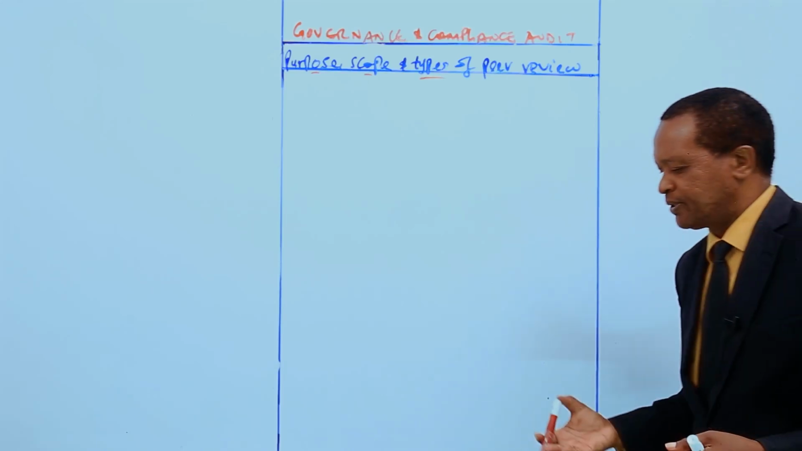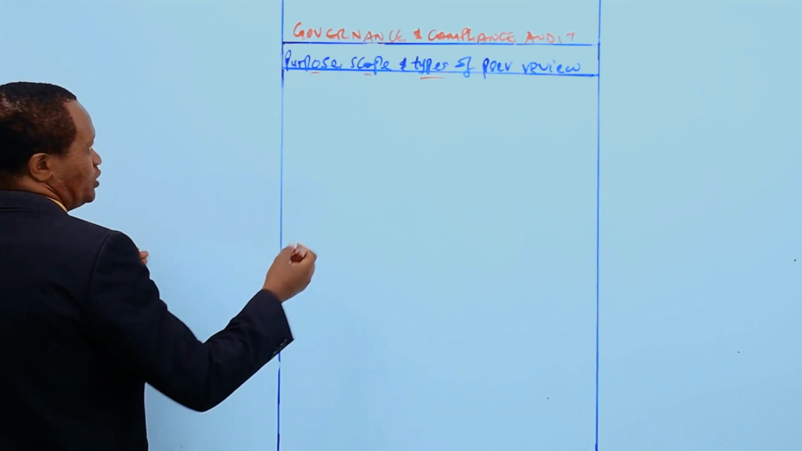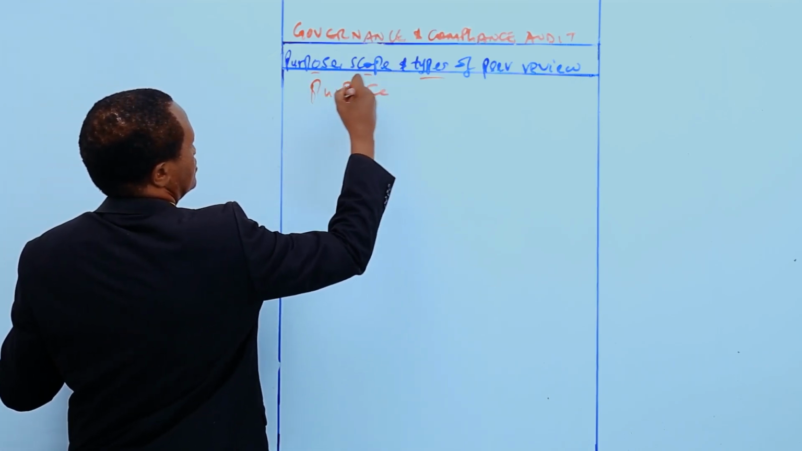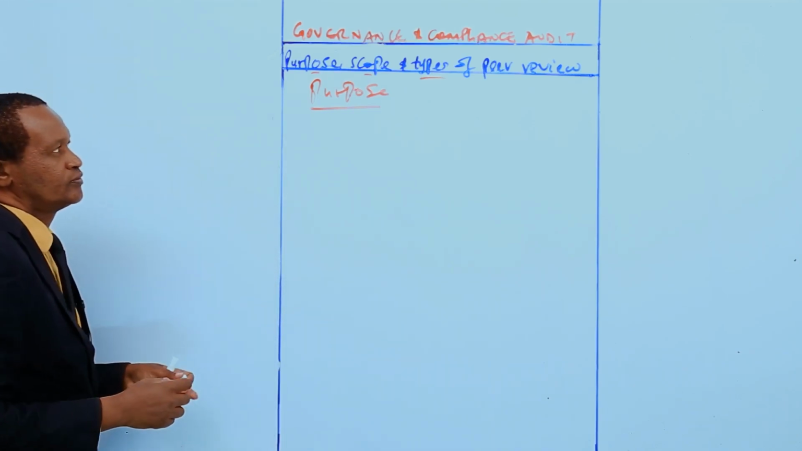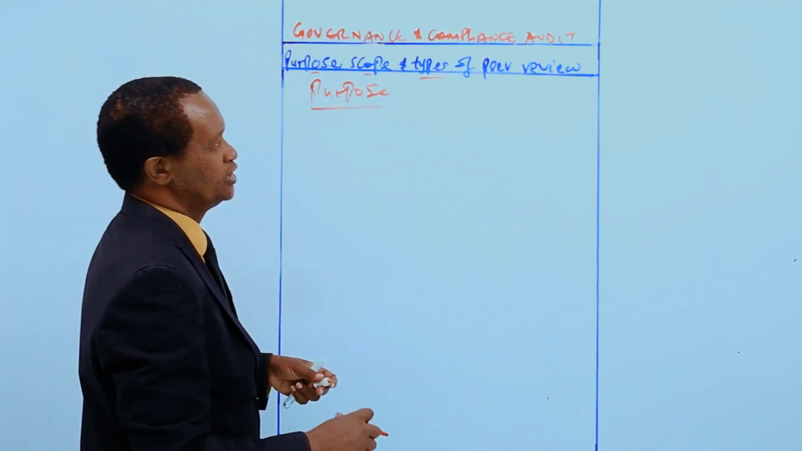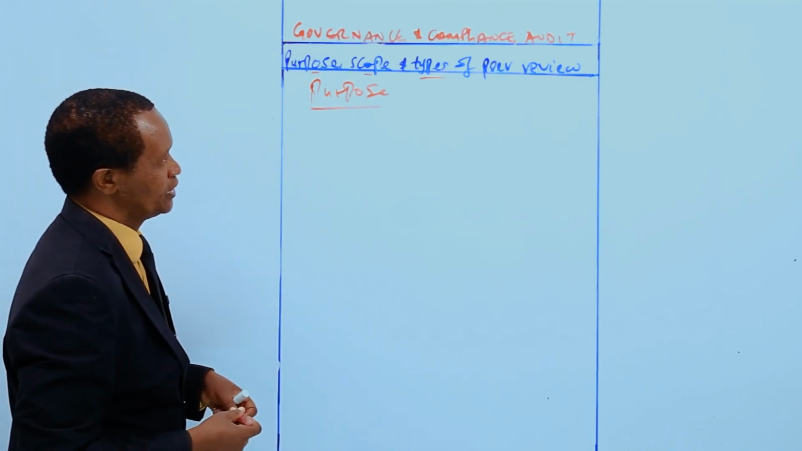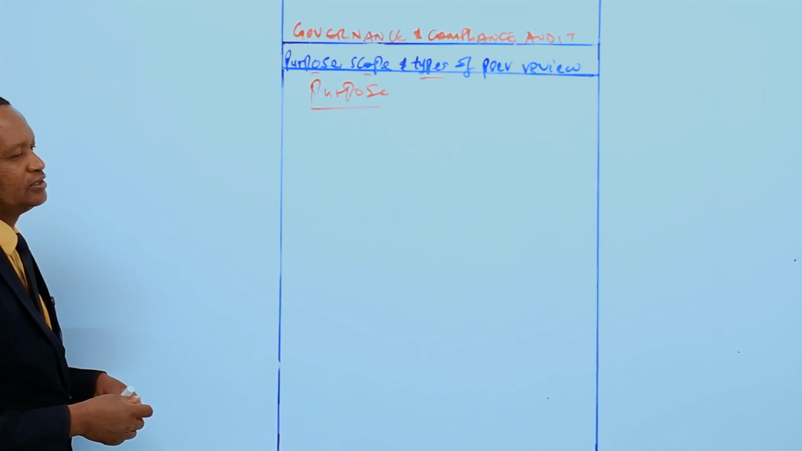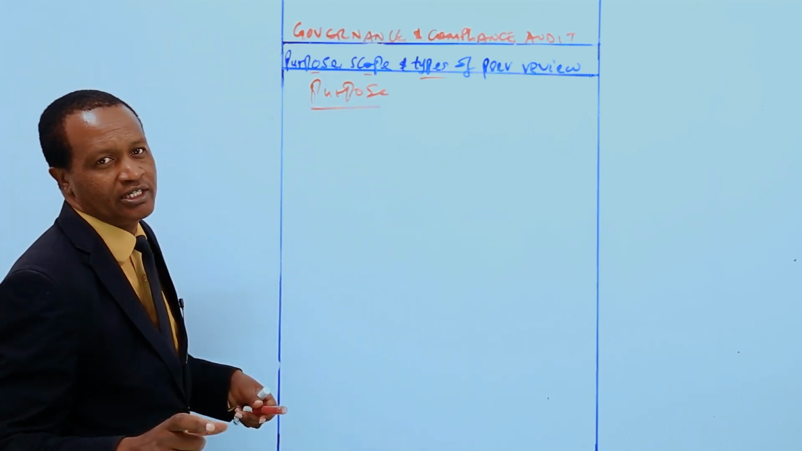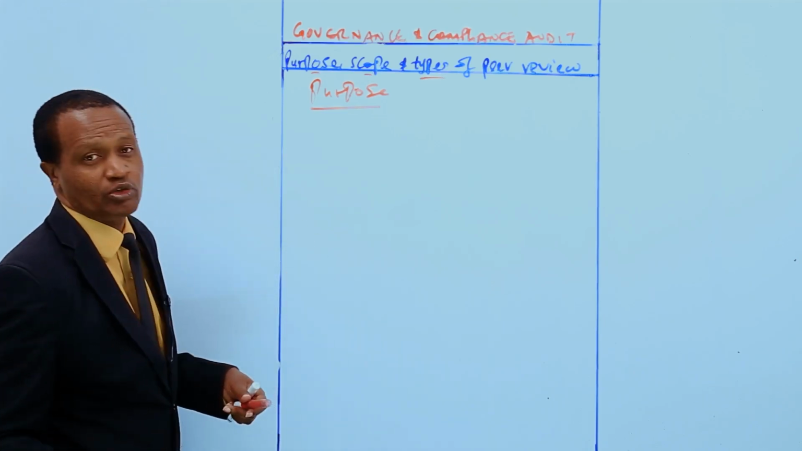So what is the purpose of auditing the auditors? That's one question to answer. Purpose. An auditor, I repeat, is required to adhere to certain professional standards while carrying out governance and compliance audits. And it's important to evaluate whether the auditor has complied, whether the auditor has adhered to professional standards in conducting governance and compliance audits.